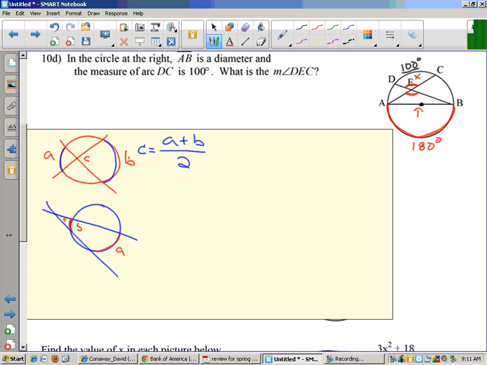So that's 180 degrees. So now I can use my formula and I can say X instead of C equals 180 plus 100 divided by 2. So X equals 280 over 2, which is equal to 140 degrees. So X is 140 degrees. That's what X was, the red angle here in the middle. So the measure of angle DEC equals 140 degrees.